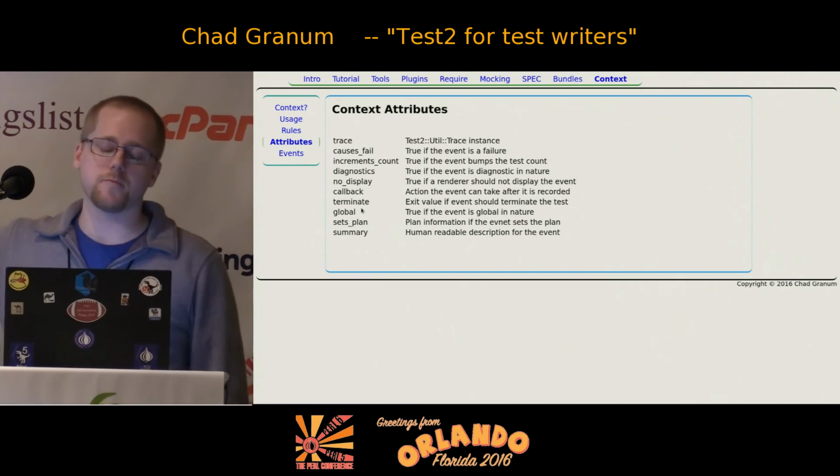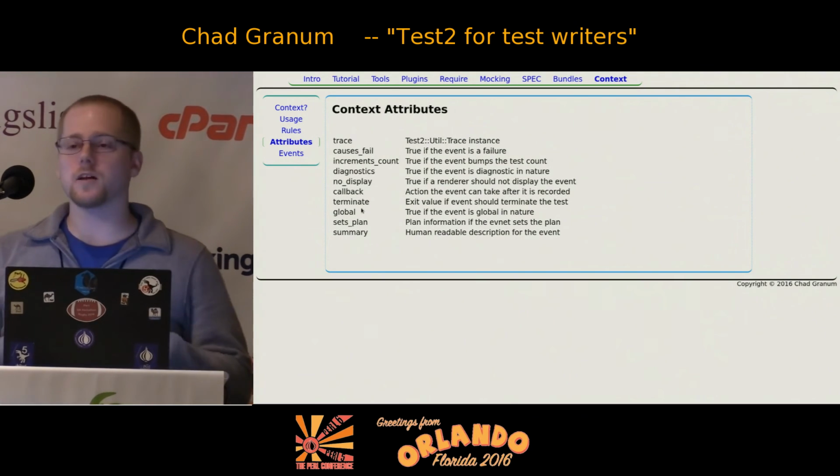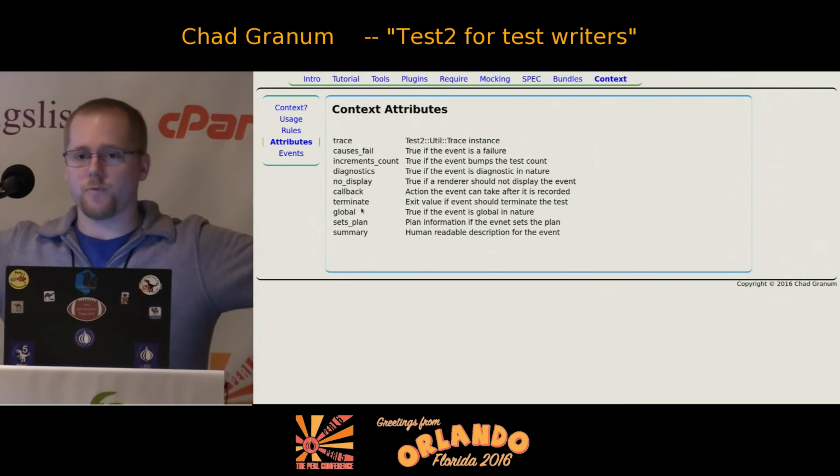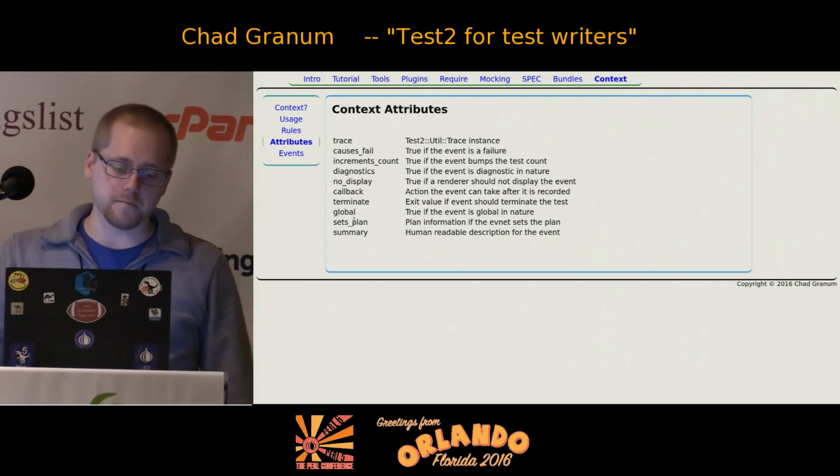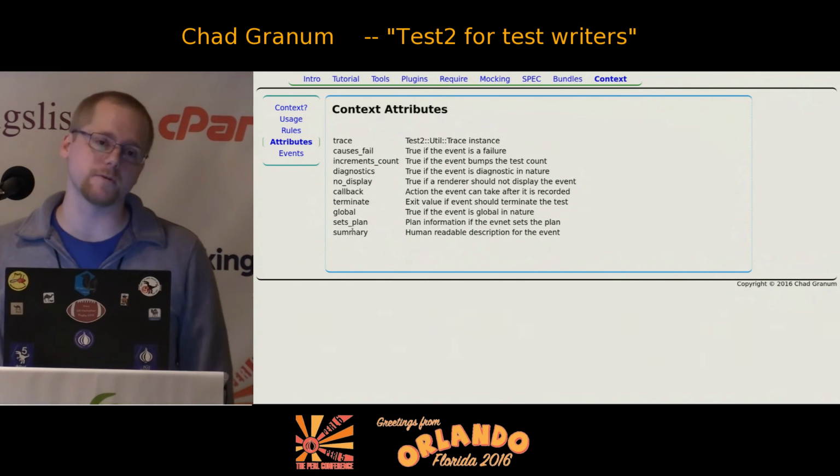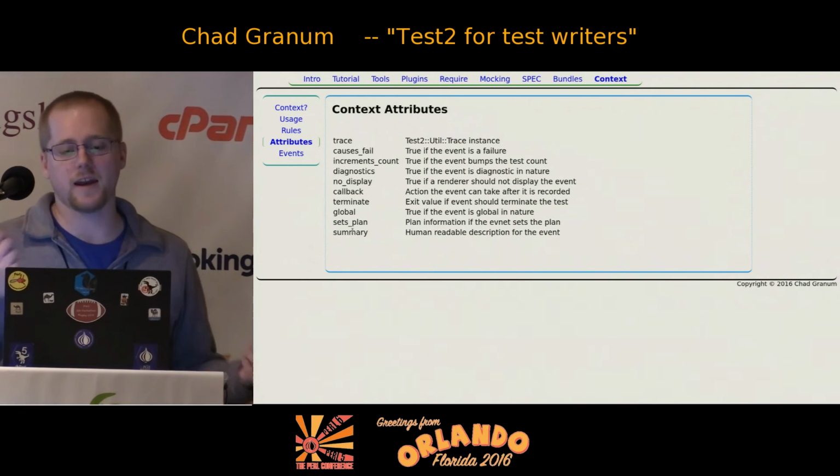Global: this is only important if you're getting into IPC. A global event is sent to every process and thread at once. Sets plan, and a summary, which is your human readable description of that event.